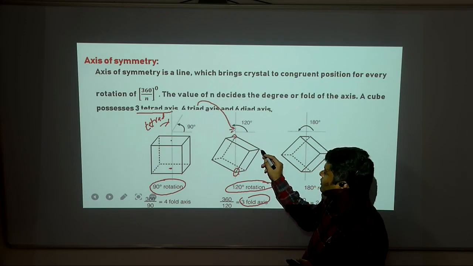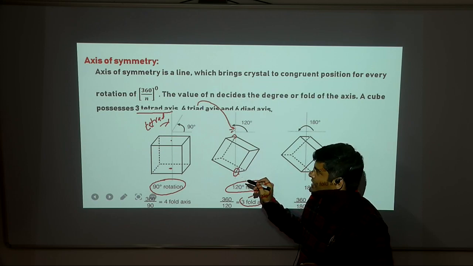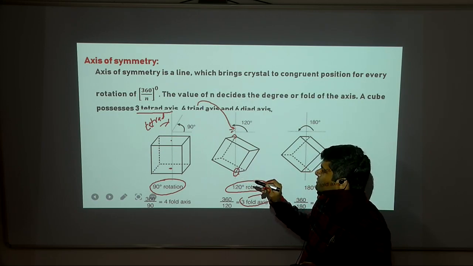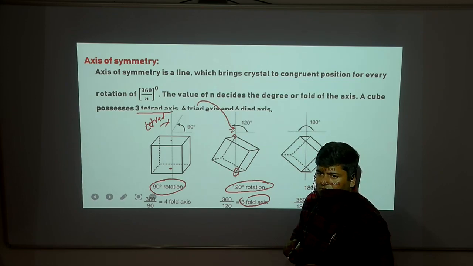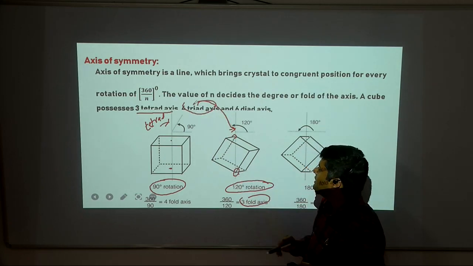As we know, 8 corners are there. With the 8 corners, how many lines are possible? Of course, 4 lines are possible. So 4 triad axes are there.